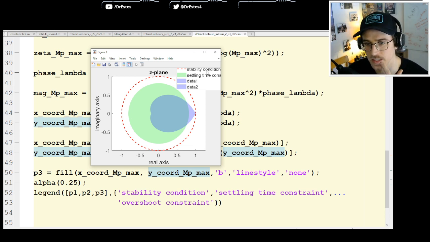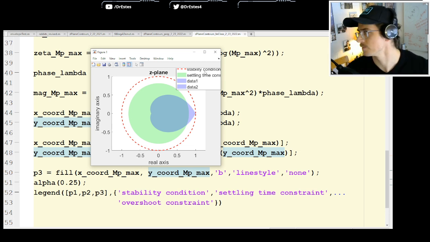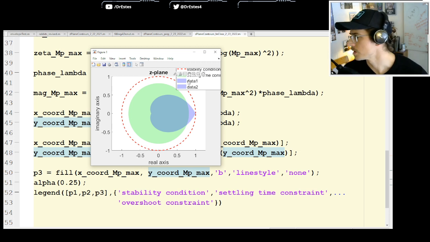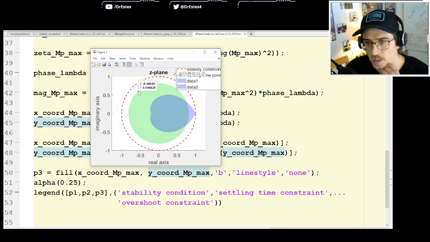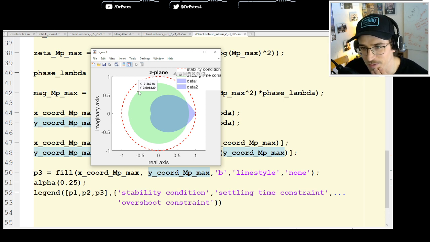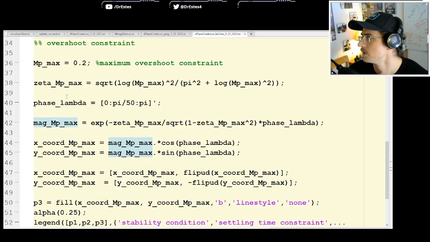I got an error on the legend line for some reason. Anybody else get an error on the legend? Oh, this is having data 1, data 2. Using flip up down only gave you the bottom half of a heart? It says vectors must be same size. Do you have this little transpose on your phase?